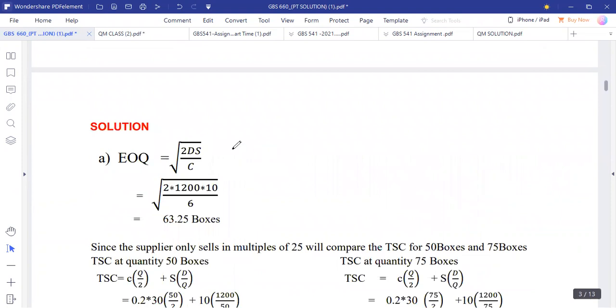So here, our D is our annual demand. Then we have the other one here, our S. Our S is the ordering cost per order.